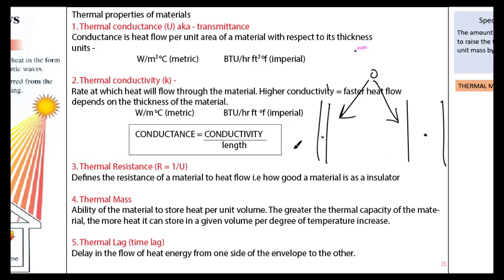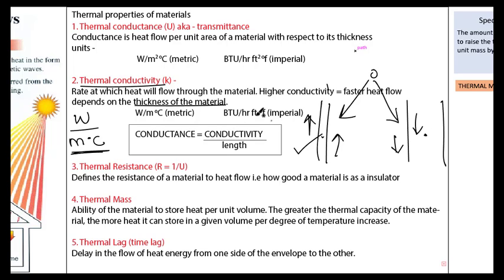So the rate of heat flow here is higher and here it is less. Here it is more and here it is less, which means thermal conductivity of this thin wall is higher and thermal conductivity of this thick wall is lower. It depends on the thickness of the material. Since it is only a function of its thickness, the unit becomes W divided by meter degree Celsius. It is not a square. It's just a function of thickness. Function of thickness means it depends on thickness only.